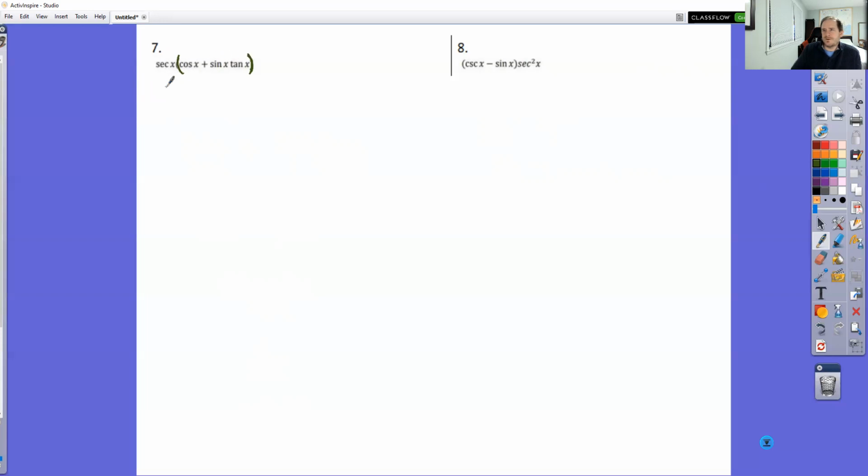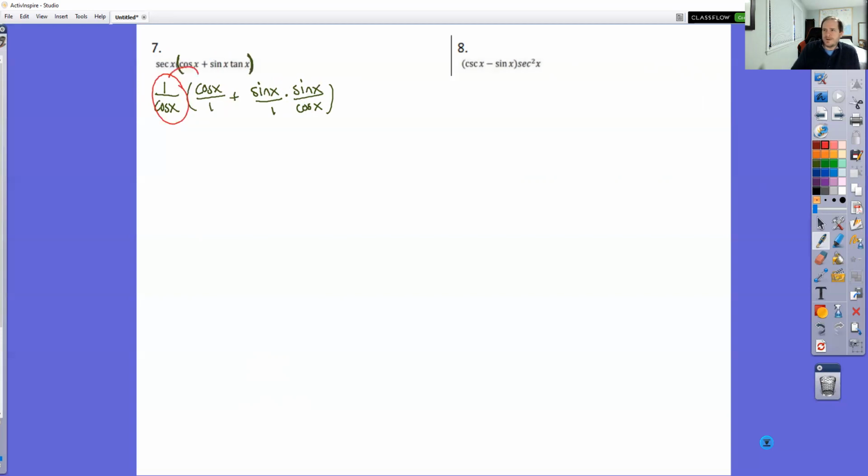I think we can even do the whole sine cosine thing. So let's turn this into 1 over cosine. This is cosine over 1. This is sine of x times sine of x over cosine of x. So yeah, I think doing this is good. It's going to give you a better chance to see what the heck's going on.